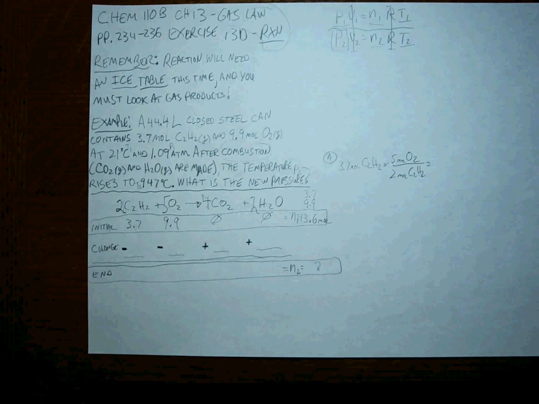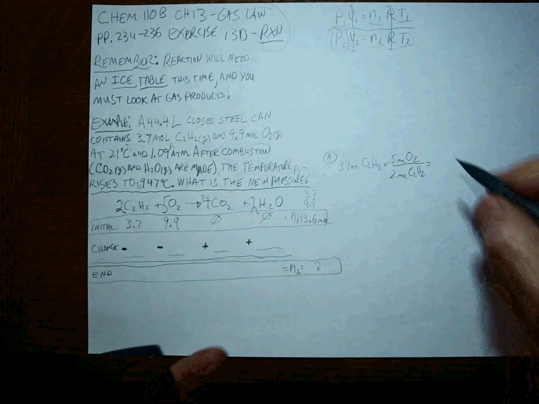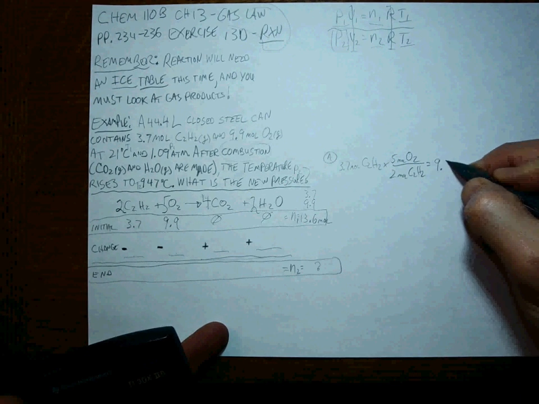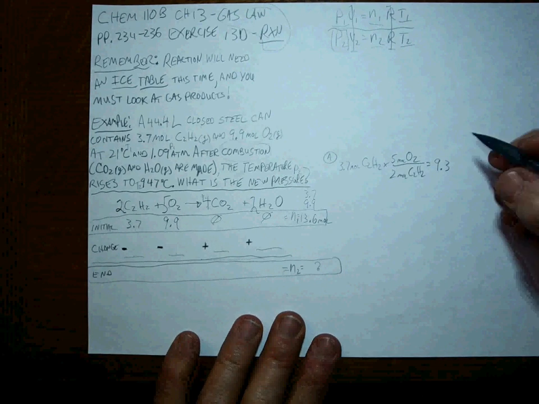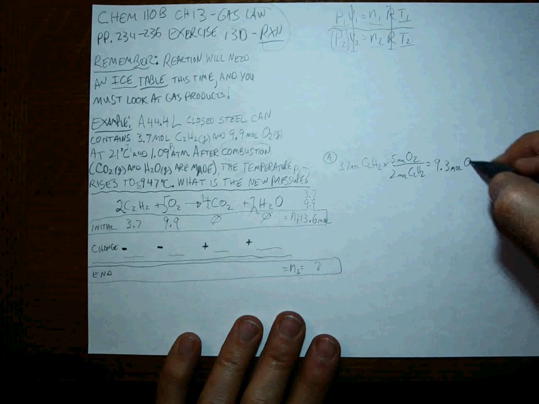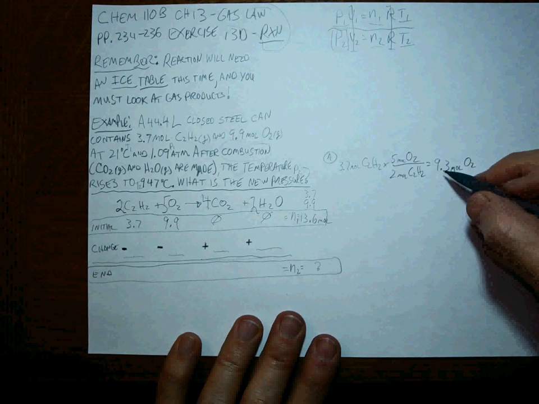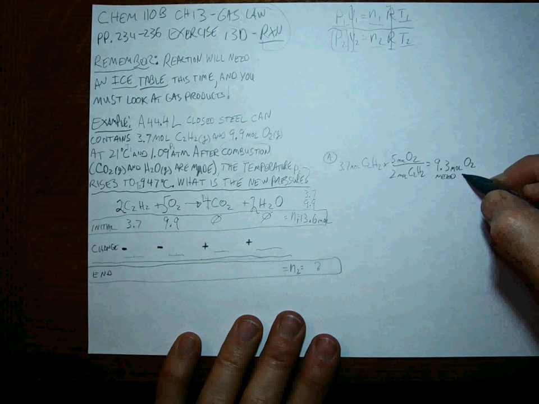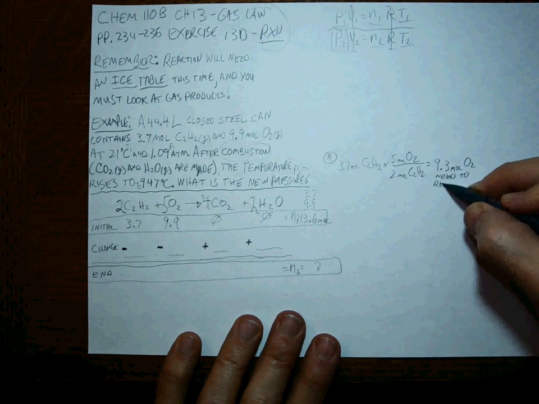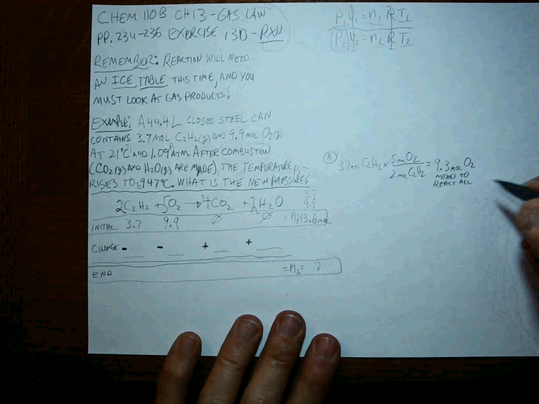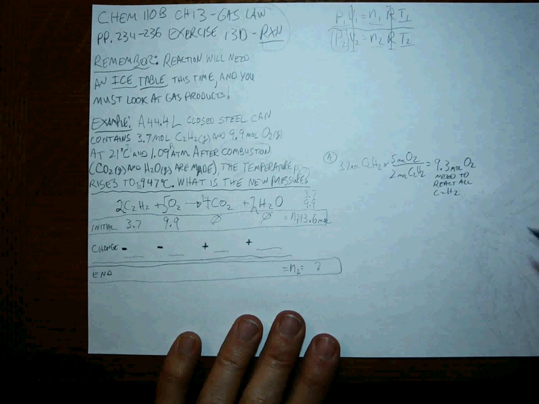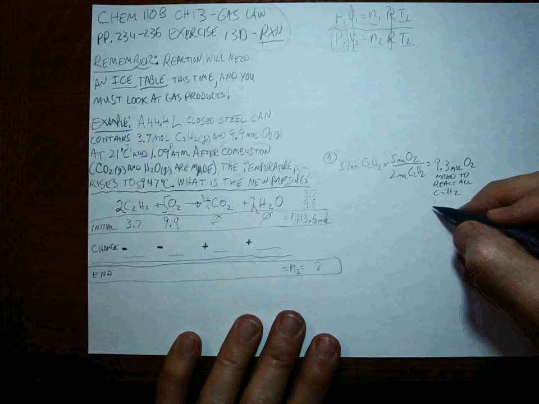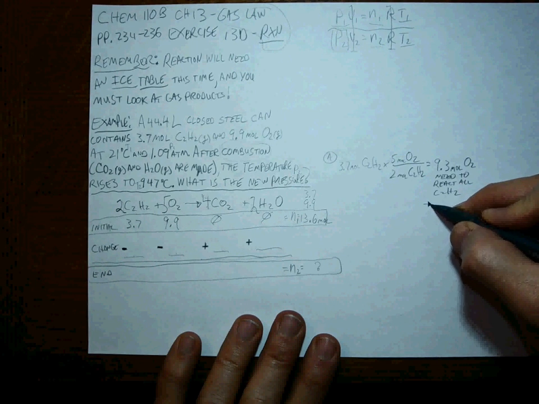So that gives us a value, and what is that value? That value is 3.7 times 5 divided by 2, or 9.25, 9.3. So what exactly does that mean? That is the 9.3 moles of O2 needed. That's the amount needed to react all the C2H2.